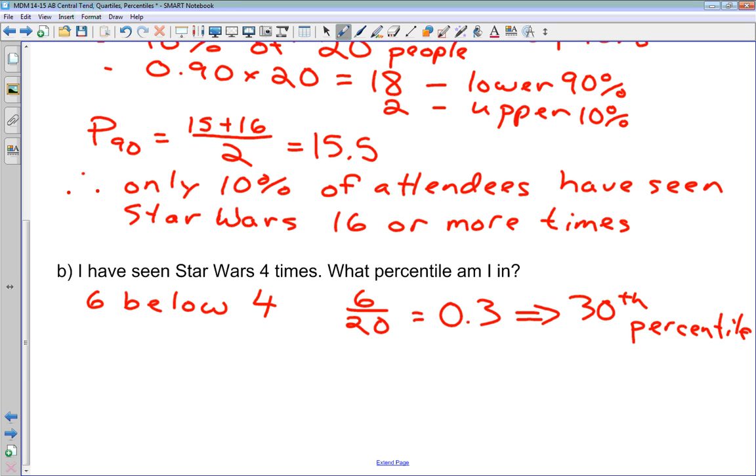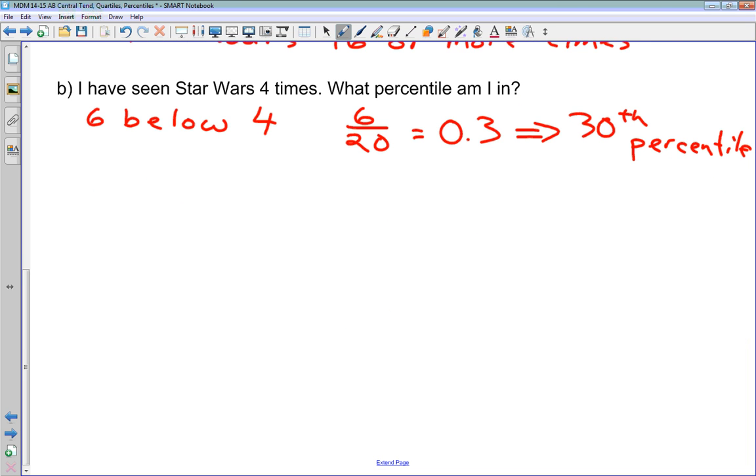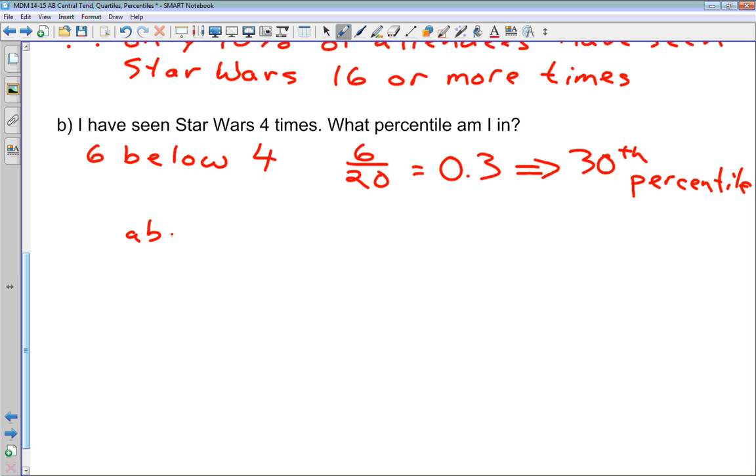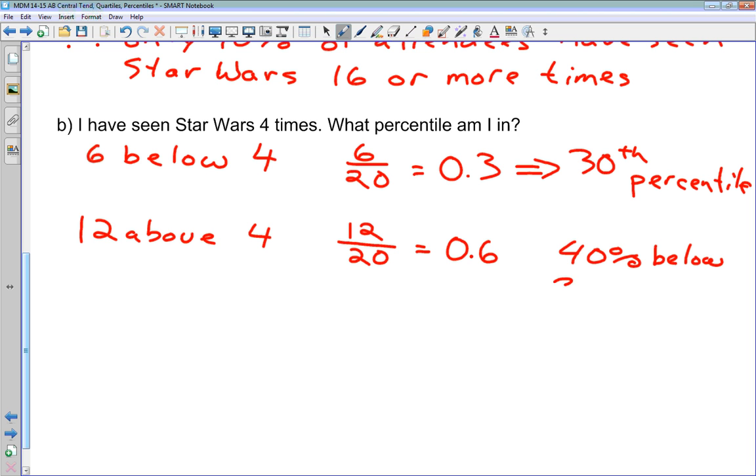We could also look at how many numbers are above 4 in this list. Going back and counting, we would find that there are 12 numbers above 4 in that list. 12 out of 20 is 0.6. So that suggests that 60% of the data is above 4, or 40% below. So this would be the 40th percentile.